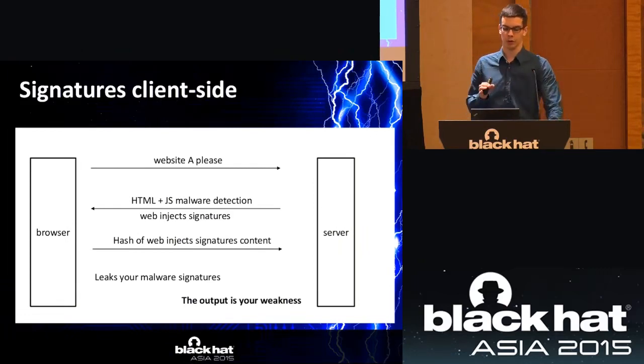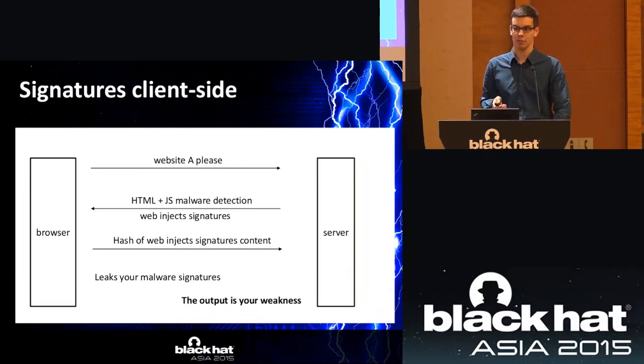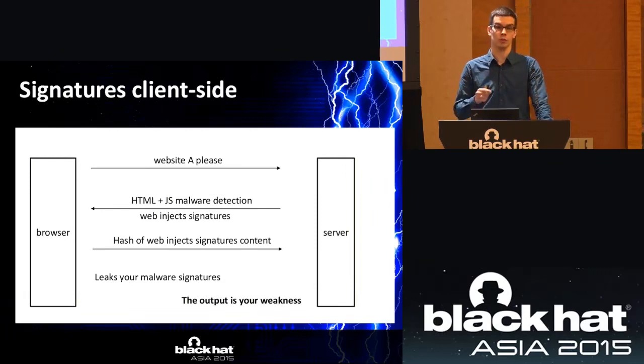So we were able to isolate the code responsible for actually running the signature check, cut it out, and simply take the initial values and send them back to the server. So we could quite easily bypass the solution no matter whether we had malware or not, and it was still reporting to the server. So here the output is your weakness. I think this is a problem with how those solutions should work.